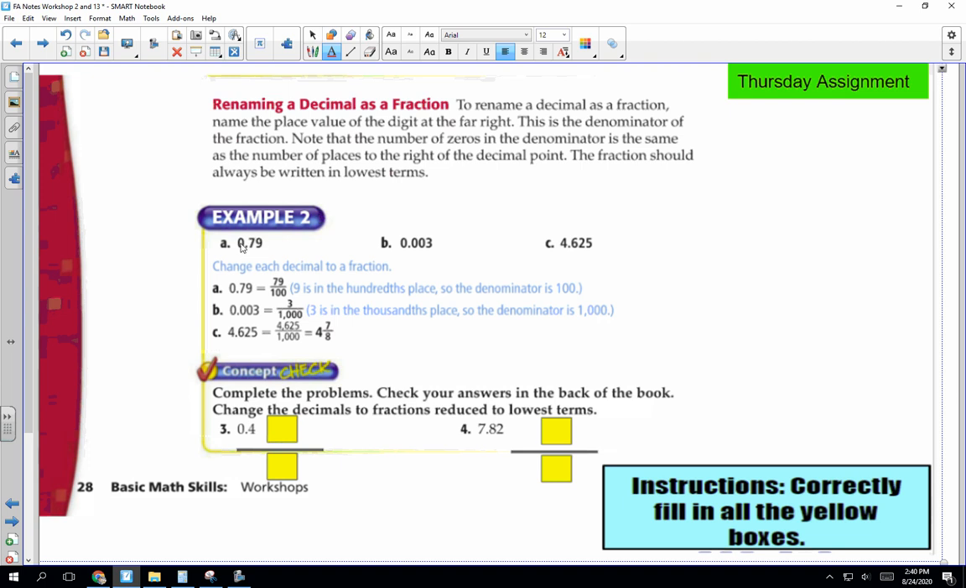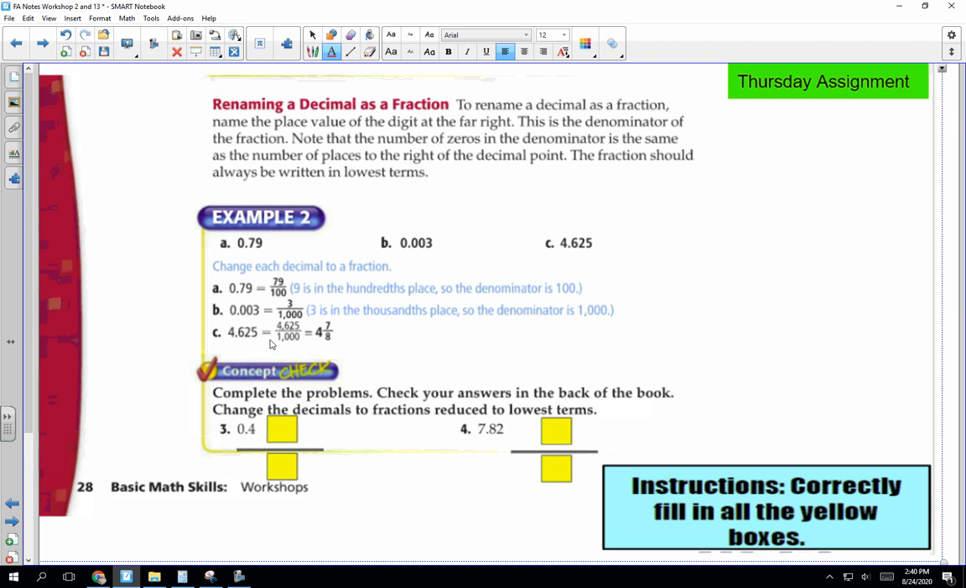So let's look at 0.79, or 79 hundredths. We look, it's tenths, hundredths. So we're going to put 100 on the bottom and all the other numbers on the top. Now we look here at B. This is tenths, hundredths, thousandths. So we put 1,000 on the bottom and then all the numbers on the top.